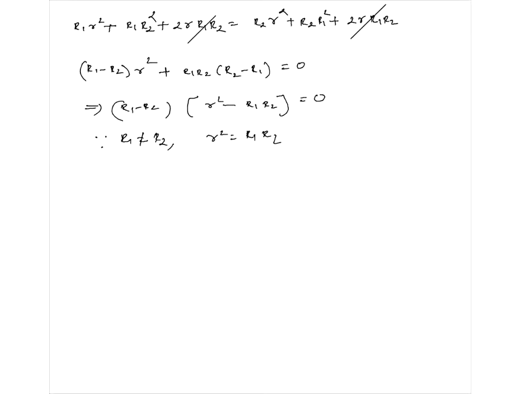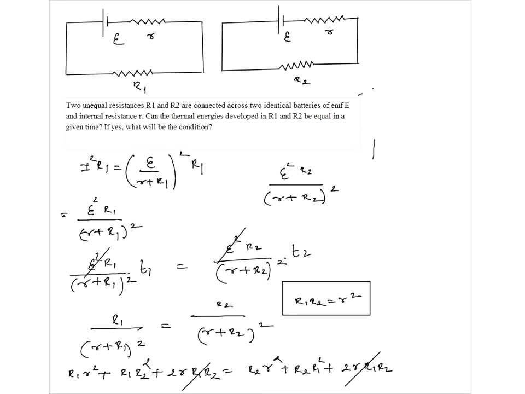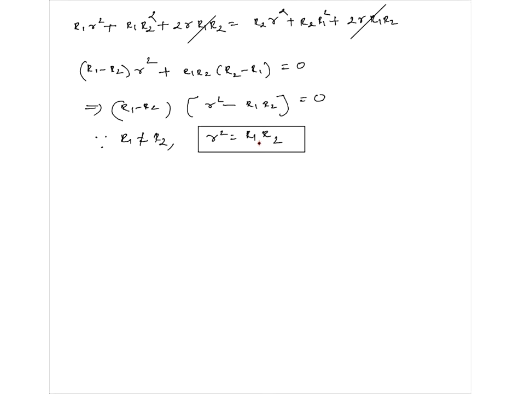Okay, that's interesting. So since this cannot be accepted, this condition should be the answer. So the answer would be R square equal to R1 R2. Now if you have any question, then let me know.